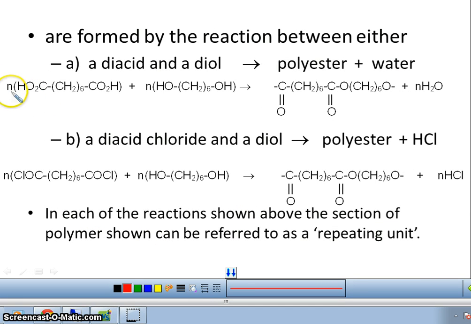So we'd have n being any number, of C double bond O, OH, so one acid group. And then I would have 6 more carbons, so let's just pretend I've drawn 6 carbons in the middle of there. And the other end is C double bond O, OH. And again here I have the alcohol, HO, going to a carbon, a whole pile of other carbons, another carbon at the other end, OH.